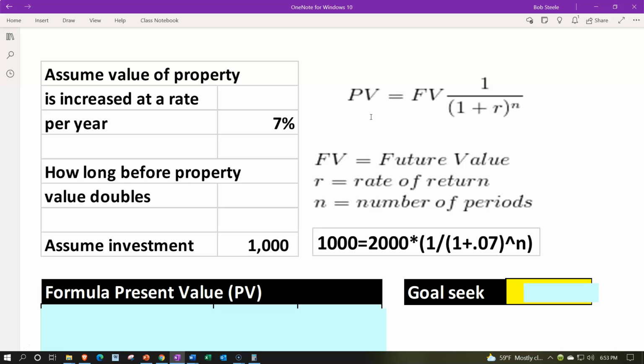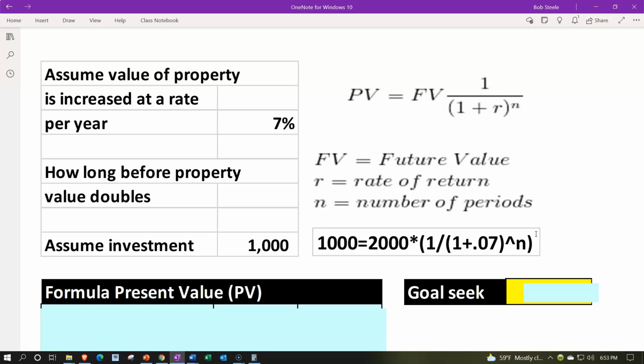So we could plug this in algebraically and solve for the unknown, which I won't do completely mathematically here, but just so you can get an idea: take this equation and plug in the numbers that we know. We have the 1,000 for the present value equals the 2,000 for the future value, that's our end point, 1,000 times 2 to double it, over 1 plus 0.07, the 7% rate, to the power of n. N is the unknown, and then you solve for the unknown.